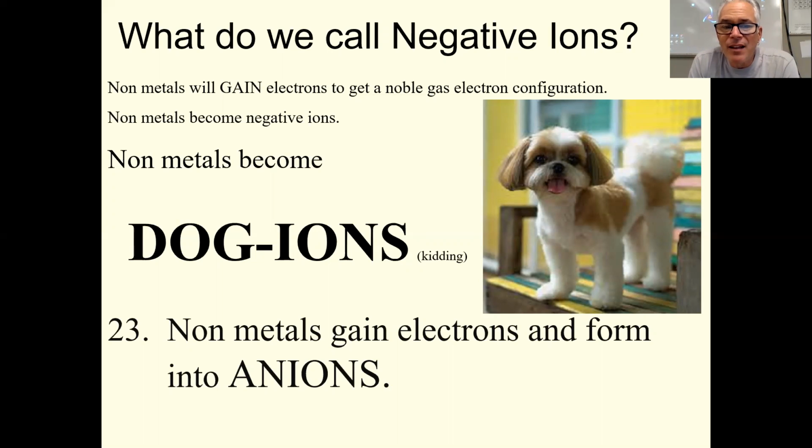The non-metals gain electrons, and they are called anions, like negative, anti, anions, right? We got cations that are positive, but cats are not really positive. Cations are. And then we get the negative ions.